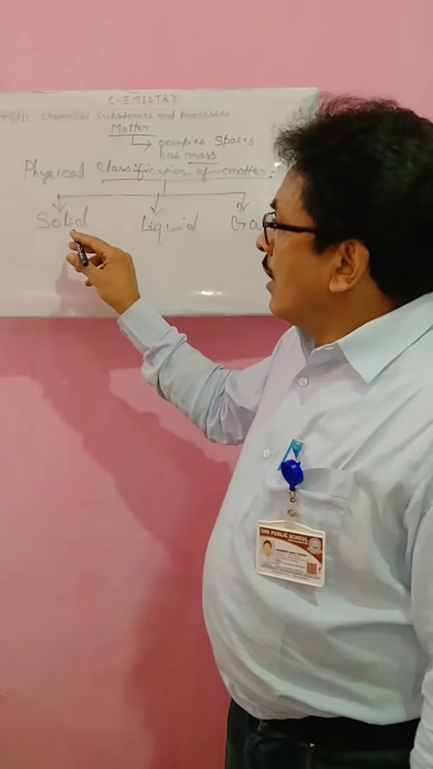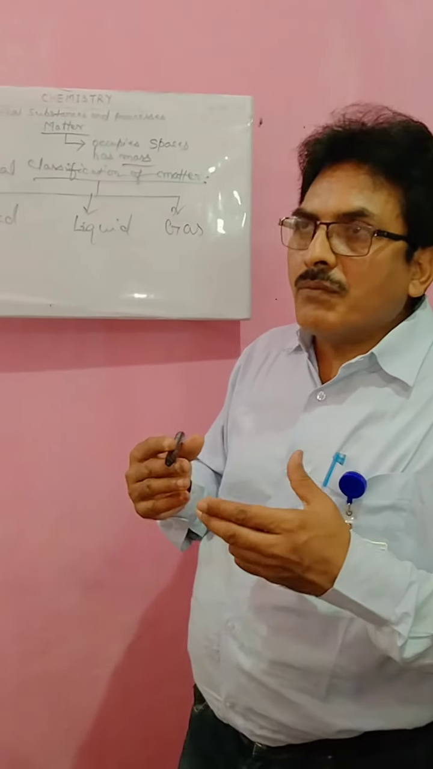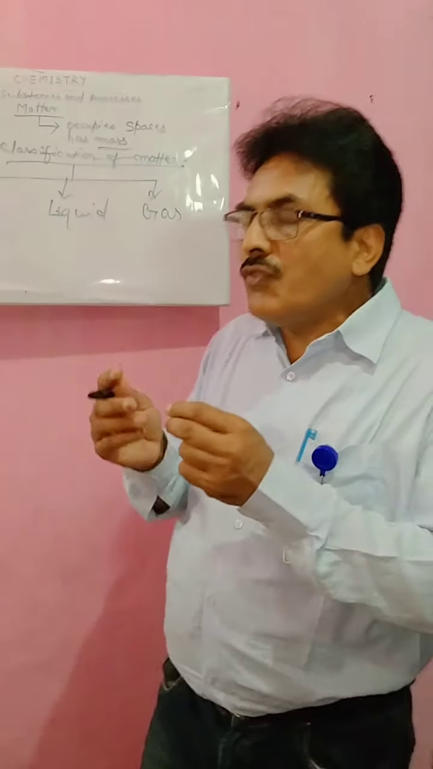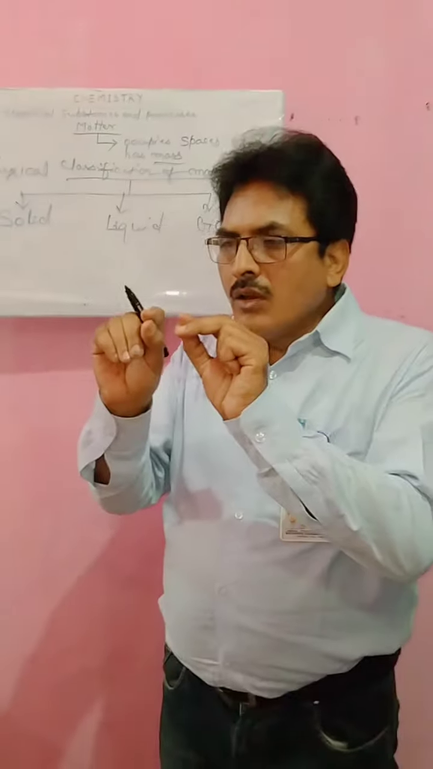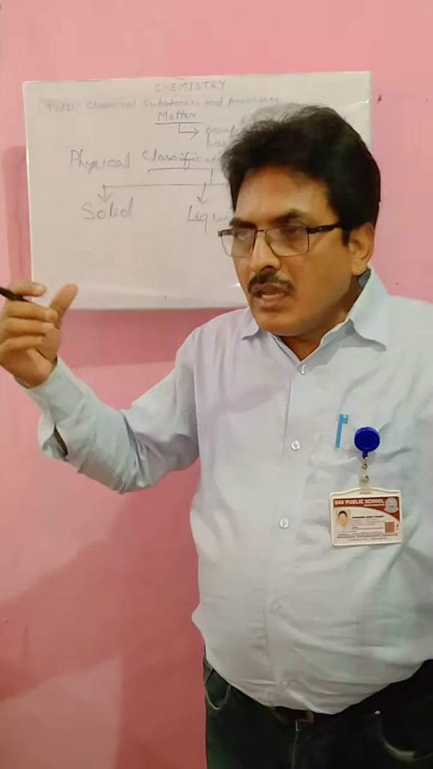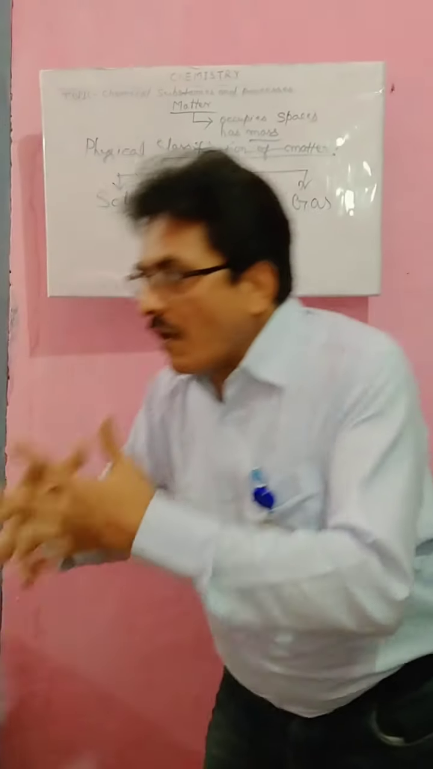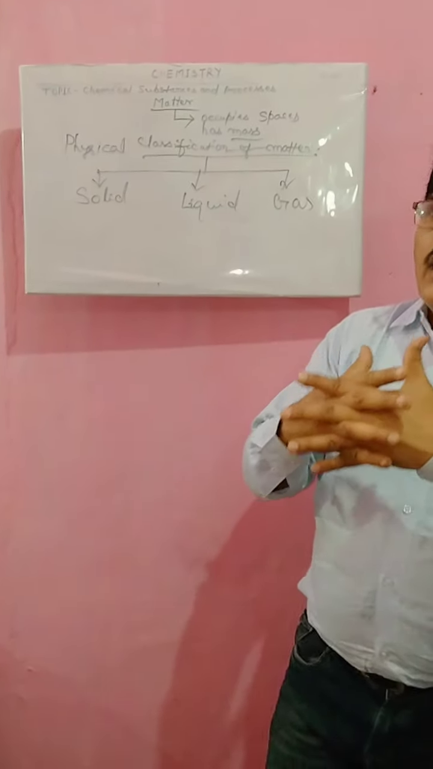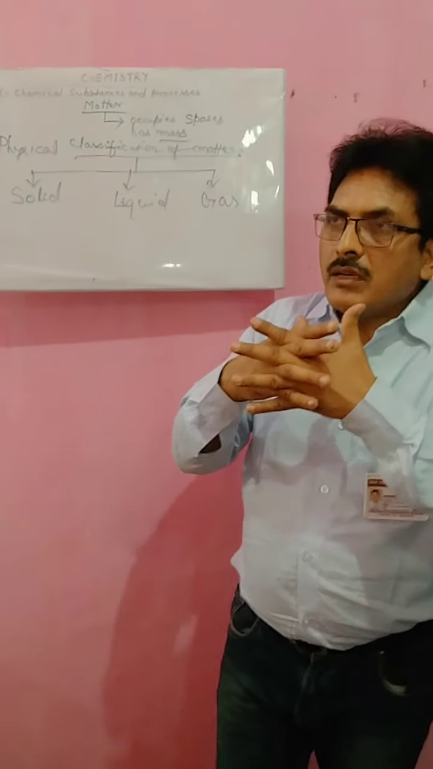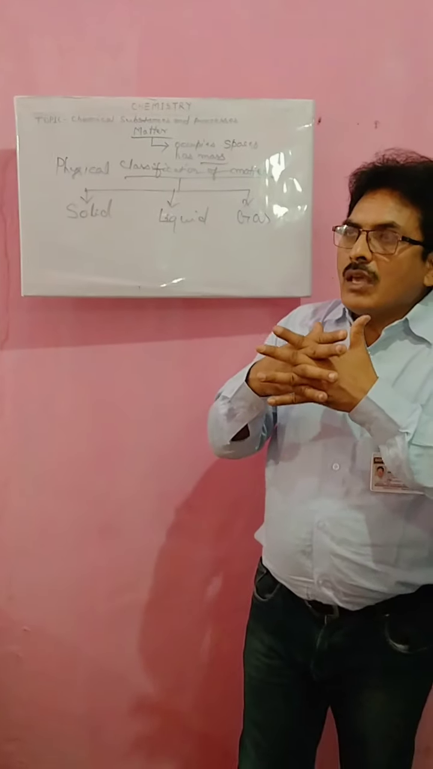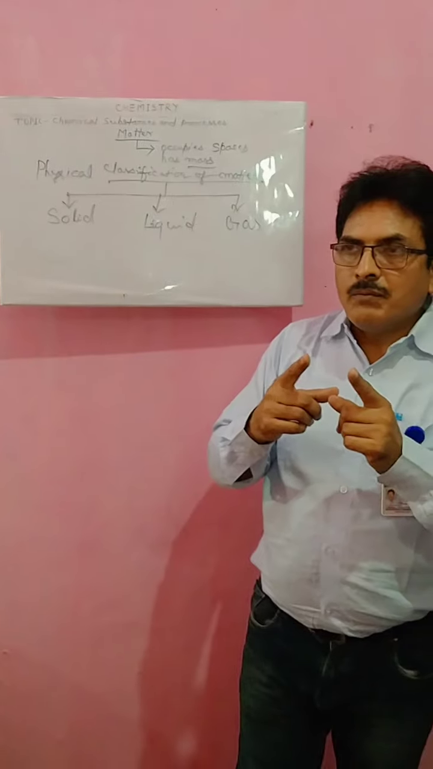Solid has definite volume and definite shape. Definite volume and definite shape means if you take two particles of a solid, they have a high force of attraction and are closely compacted with each other. That's why the solid is rigid by nature. That's why we can say that solid has fixed volume and fixed shape, right?